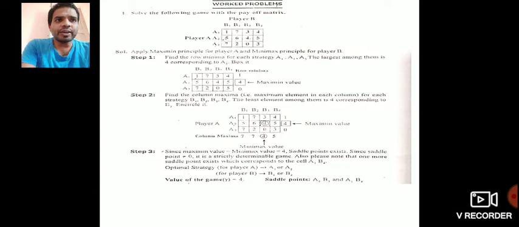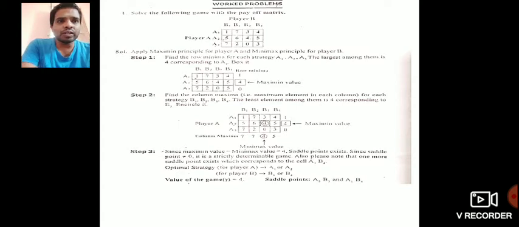That maximum element is 4, which we call the maximin value. In the next step, we need to find the minimax value. It is concerned with column-wise. In the B1 column, choose the maximum element, that is 7. In the B2 column, again 7. In the B3 column, the maximum element is 4. In B4 it is 5. Among all these maximum elements, which one is the minimum? That is 4, which we call the minimax value. So in the first step we find the maximin value, and in the second step the minimax value.